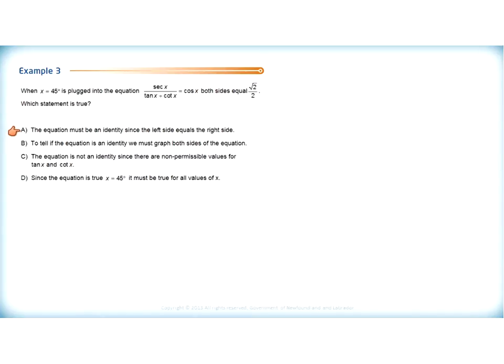A, the equation must be an identity since the left side equals the right side. B, to truly tell if the equation is an identity, we must graph both sides of the equation. C, the equation is not an identity since there are non-permissible values for tan x and cotan x. D, and since the equation is true for 45, it must be true for all values of x.